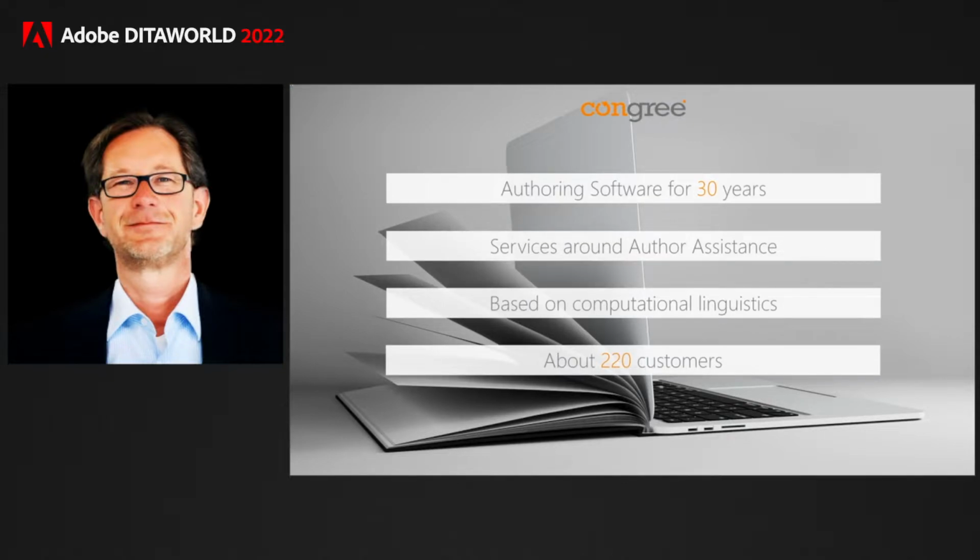Some information about Congree as a company. Congree was founded 12 years ago, in the year 2010, but the history of our technology goes a bit further back. We have a background from a German science research institute, and at this institute already 30 years ago, the basic development of our core technology was done, to support companies with a software platform that helps writers and authors to create better content and to optimize content.